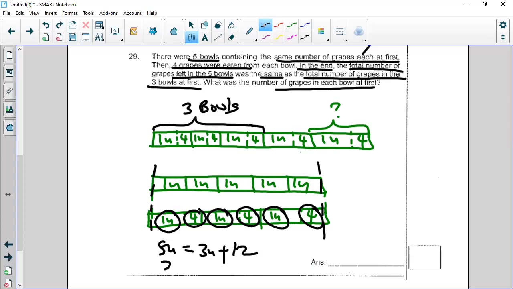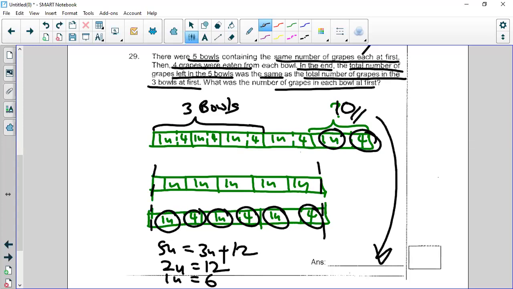And then 5 units minus 3 units, you get 2 units equal to 12. So 1 unit must be 6. If 1 unit is equal to 6, then how many grapes in each bowl at first? 6 plus 4. 6 plus 4, there must be 10 grapes in each bowl at first.